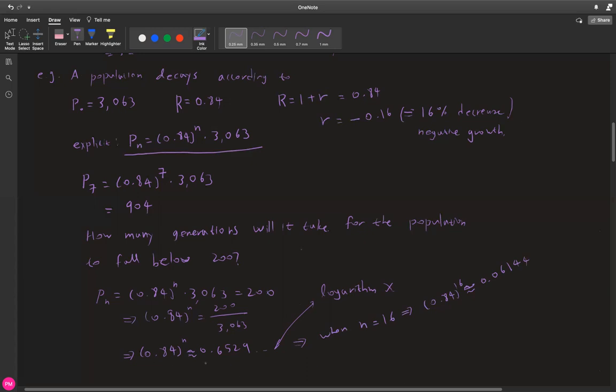So I know this is not a very logical way of going about this, but when you receive problems like this, you will not receive an n that's so big that it's going to take you forever. So you can simply put it in your calculator and repeatedly press the answer button to get to this number. So this implies after 16 generations, the population will fall below 200. And that's actually the end of this problem.